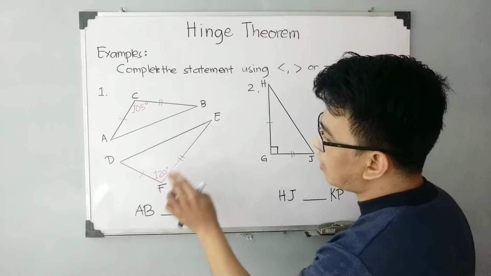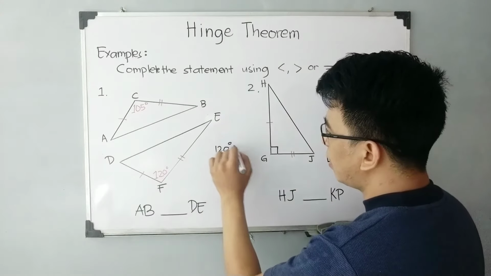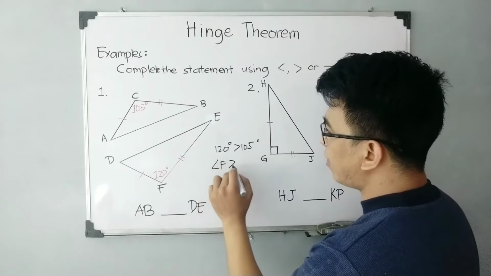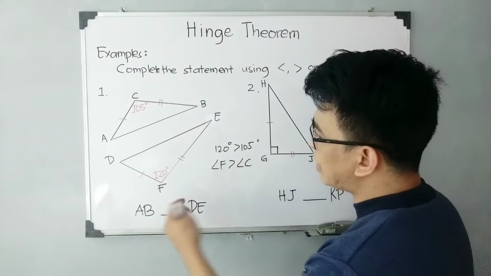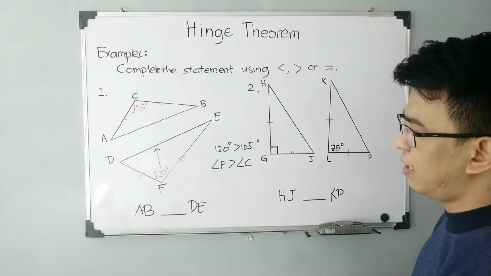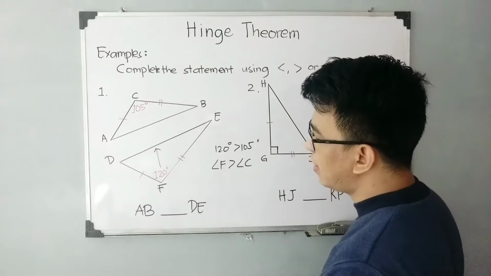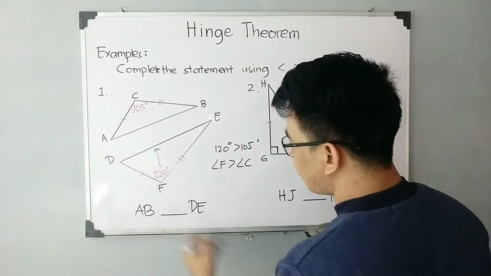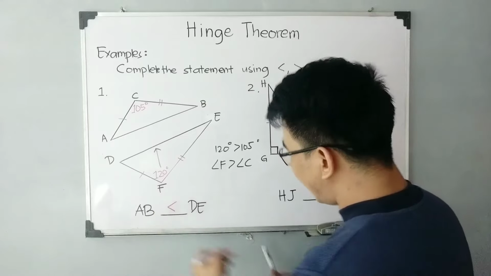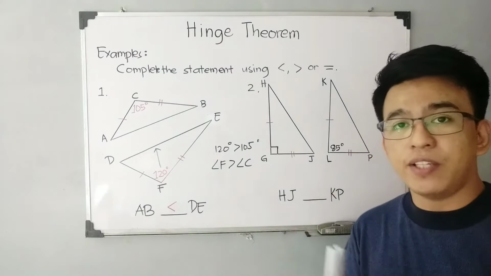If you notice, angle F is greater than angle C because 120 degrees is greater than 105 degrees. Therefore, your angle F is greater than angle C. So if angle F is larger compared to angle C, it means this side DE is longer compared to side AB. So to complete this, since side AB is shorter, we will be using the symbol which is less than. So when we put less than there, side AB is less than side DE. Okay? I hope you got our example.